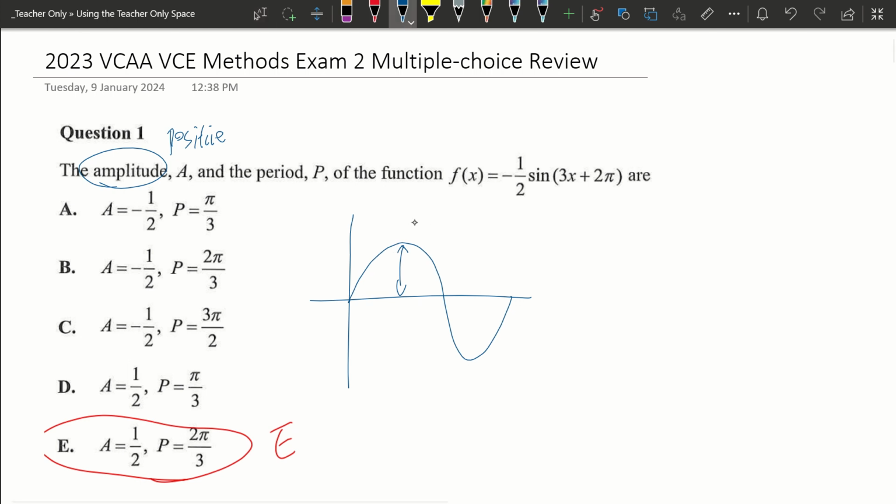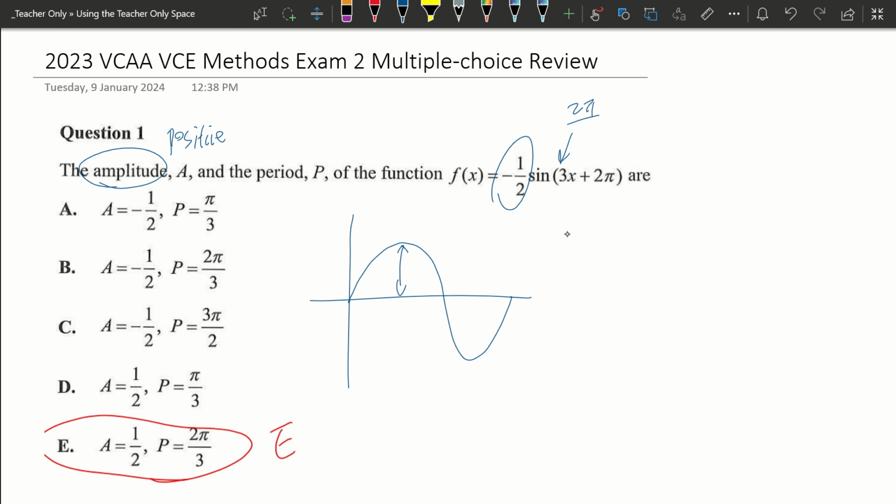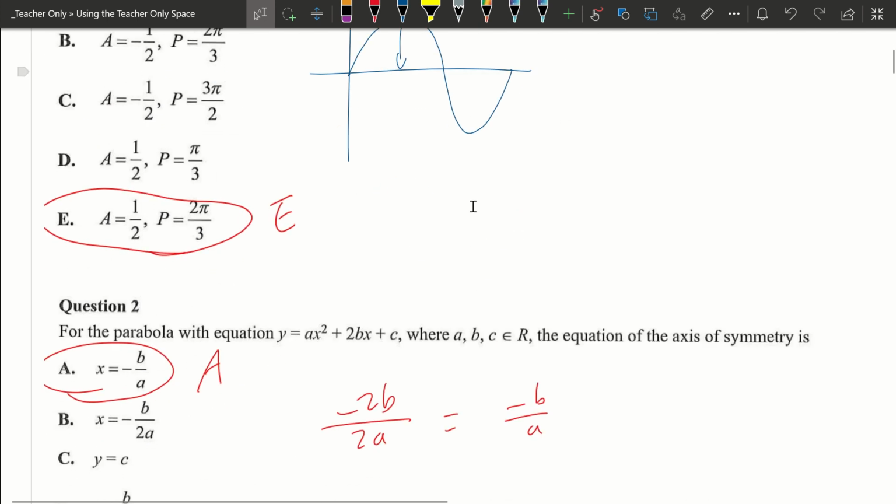And if you look at the function itself, there's a negative half in front of it, which is a dilation, so we know that A is a half. And then the period, well, period is given by this 2 pi over 3, because the 3 in front of the x is a dilation from the y-axis, which means it affects the x values. So the original period is 2 pi of a basic sine x function, and so with the 3 here, 2 pi over 3 is the period. So E is the correct answer.